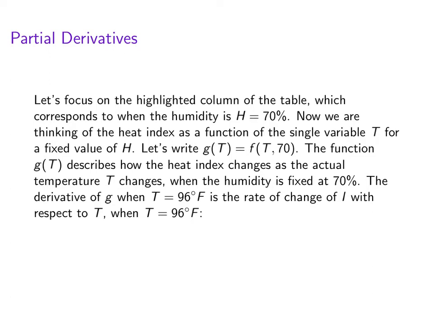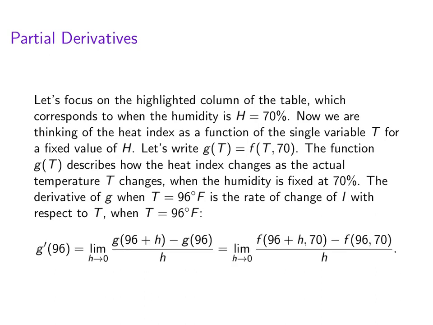So the derivative of G when T is equal to 96 degrees Fahrenheit is the rate of change of the heat index with respect to T when T is equal to 96. So we can write it like this. G prime of 96 is equal to the limit as h goes to 0 of G of 96 plus h minus G of 96 all over h. Now translating it back into the heat index function, that's the limit as h goes to 0 of f of 96 plus h comma 70 minus f of 96 comma 70 all over h.